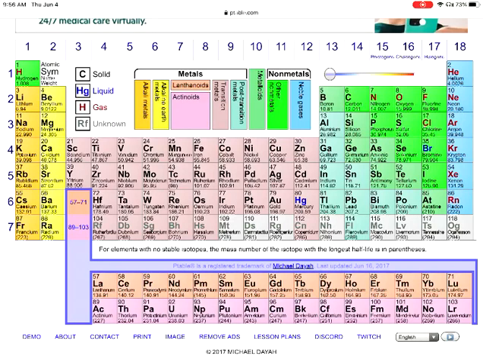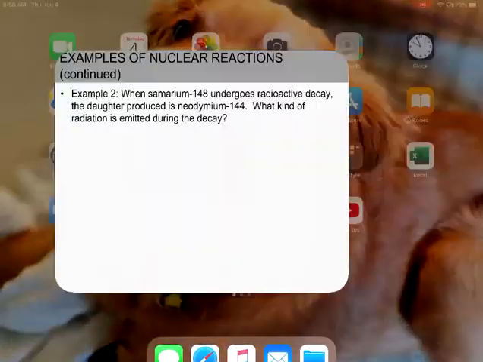That's number 60, so it's just to the left, a couple over from samarium. So neodymium has an atomic number of 60, and its symbol is Nd. All right, so we're dealing with some elements we don't normally deal with. Okay, so let's go back.